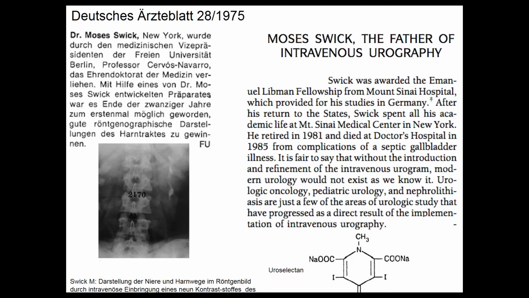Now the review in the New England Journal reminds me of this paper from 1929 that was published in Berlin, and the author is Dr. Moses Swick. And Dr. Swick came to Berlin in the late 20s to do a fellowship in imaging. And what's shown in this, this is actually not the figure that was in his original paper, but what he did is he used uroselectan and was able to show that an intravenous urogram could be seen so that he could visualize the ureters and bladder and the kidneys in patients who were given this iodinated contrast agent.